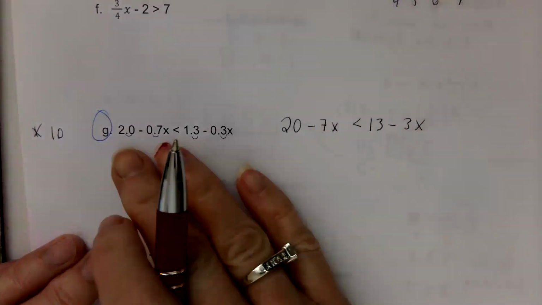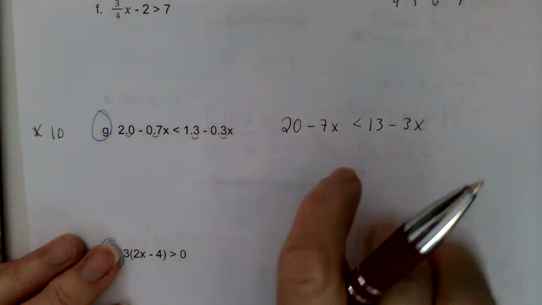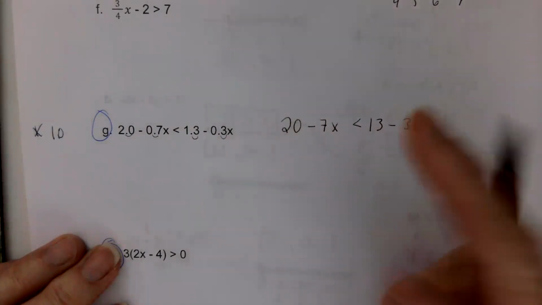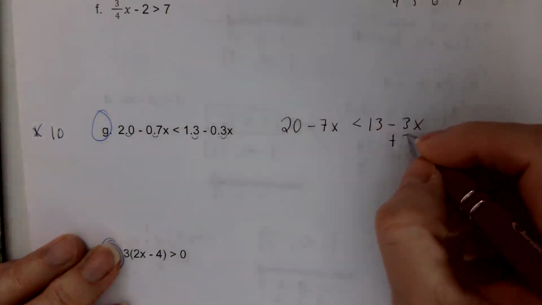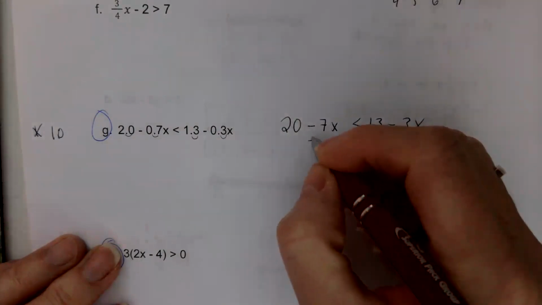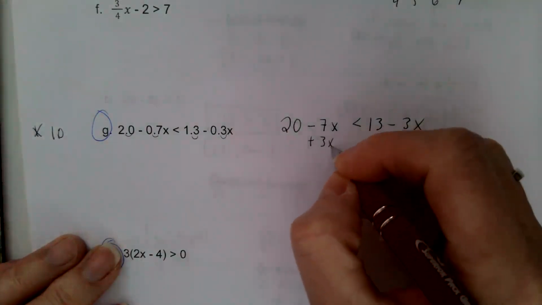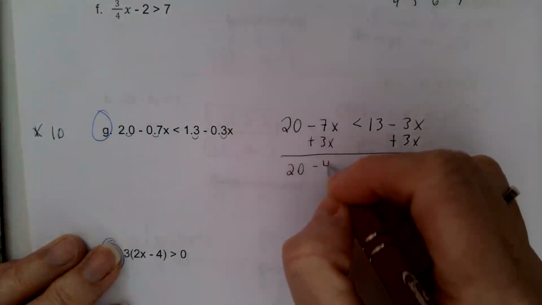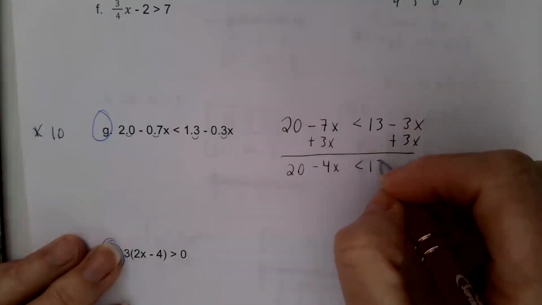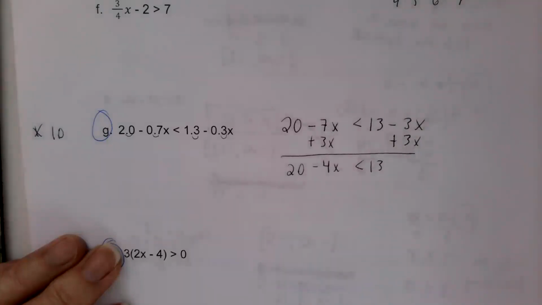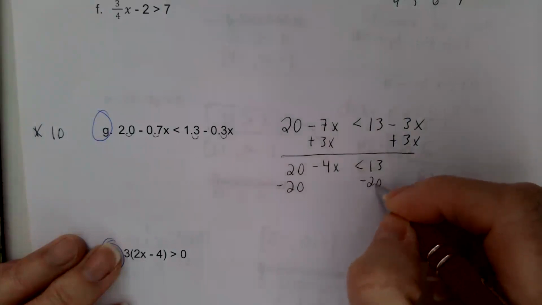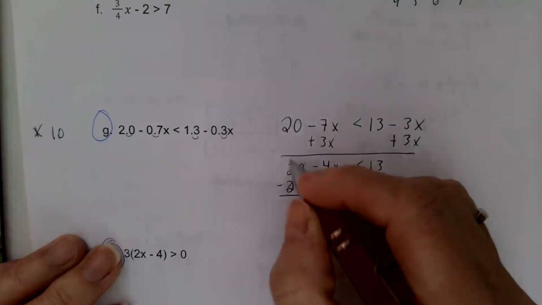So we eliminated the decimal, and now I need to get my x's to one side. So I'm going to add 3x here. So we have 20 subtracting 4x less than 13. And then I'm going to subtract 20. I'm going to get my constants to the other side. Those are going to add to 0.